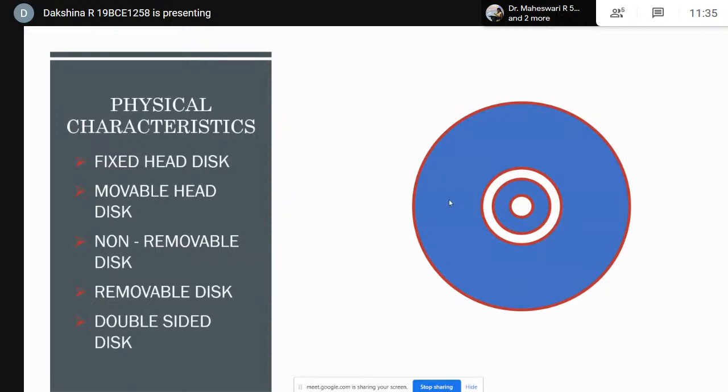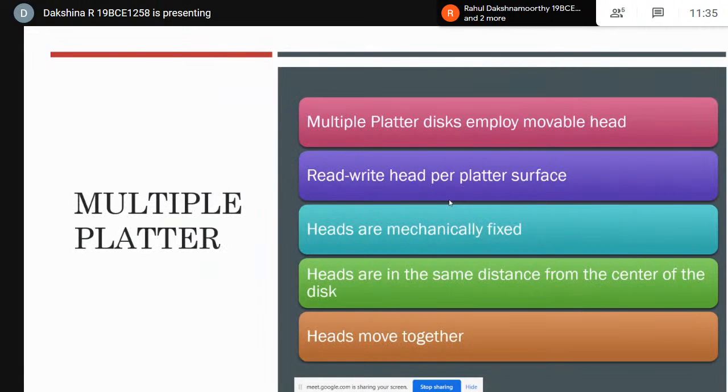A removable disk can be removed and replaced with another disk. And for most disks, the magnetizable coating is applied to both sides of the platter, which is called double-sided disks. But they're quite expensive, so mostly single-sided disks are used. And now we're going to discuss the multiple platters in a disk. So we know that a magnetic disk is made up of one or more platters in the form of disk covered with magnetic media. Each platter has two working surfaces that store data.